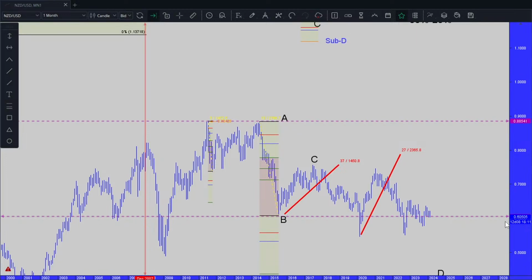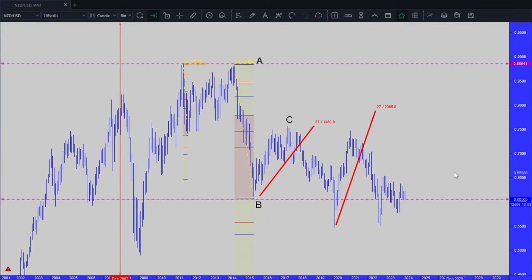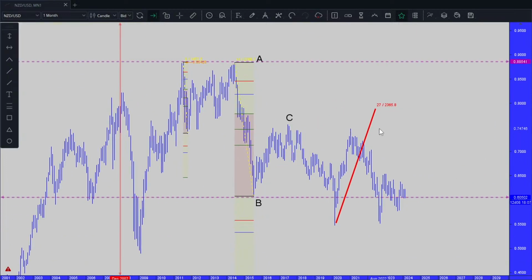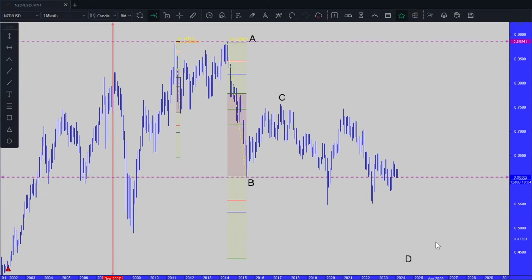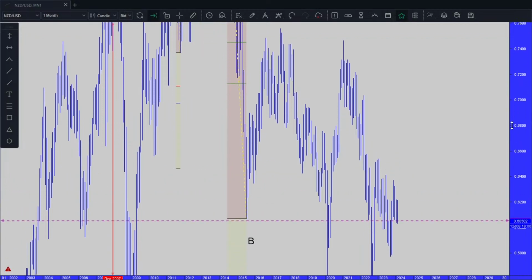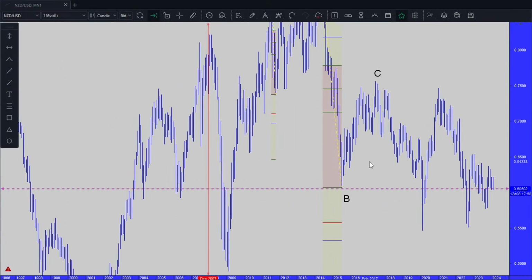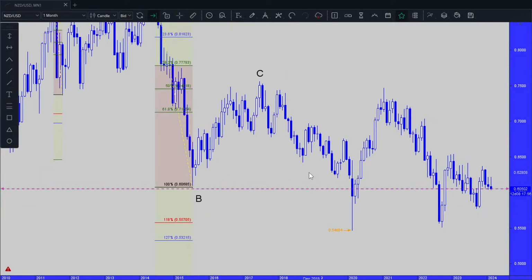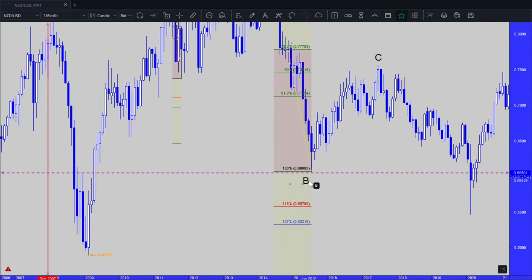So this is the NZD-USD monthly chart. We have the C, everybody. Down in here is the D. Which one is the C? That's the C. So we are trying to figure out if this C is confirmed, yes or no. Agreed, everybody?